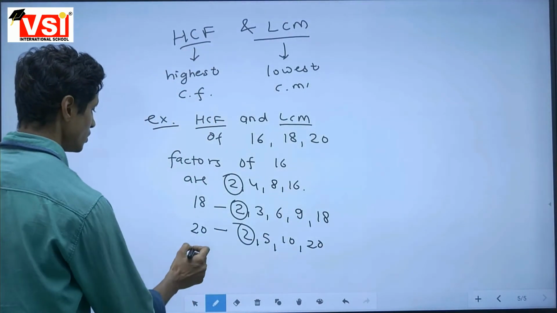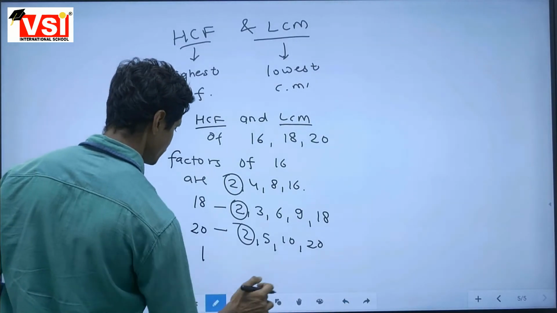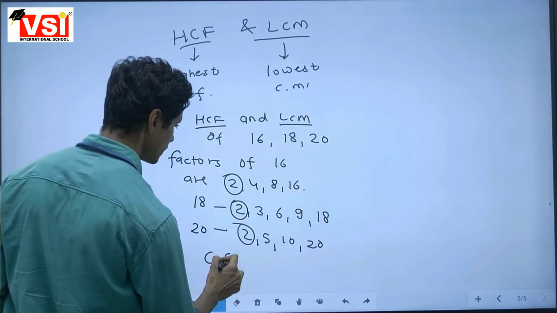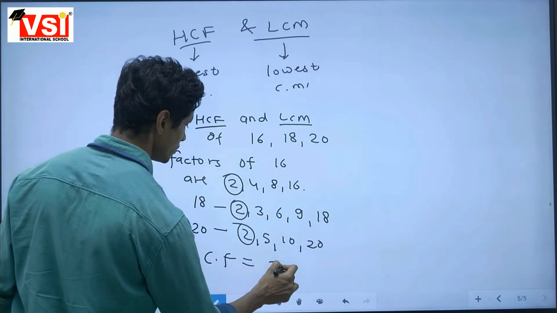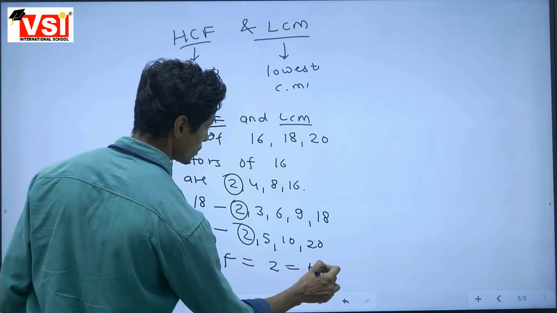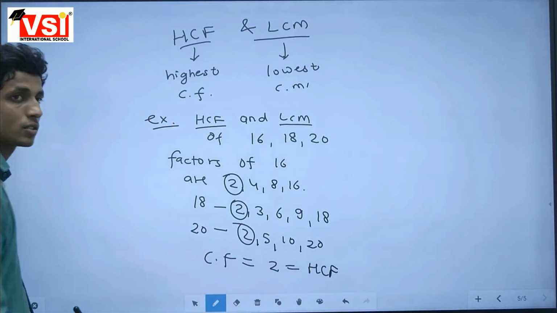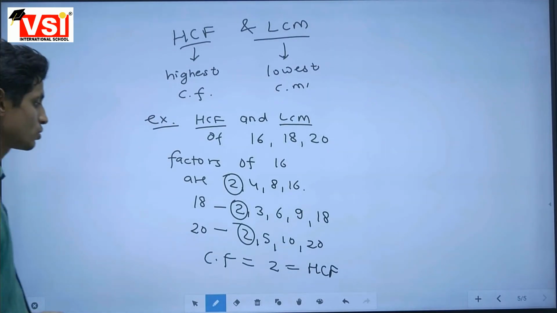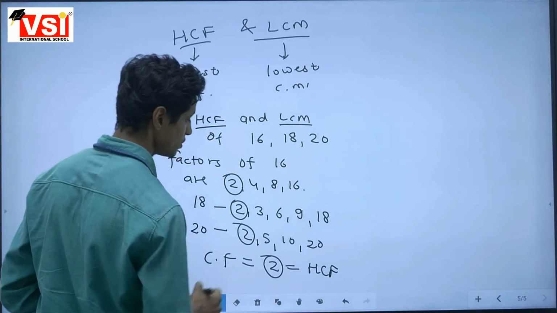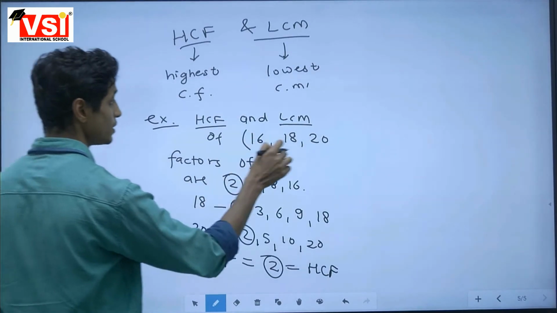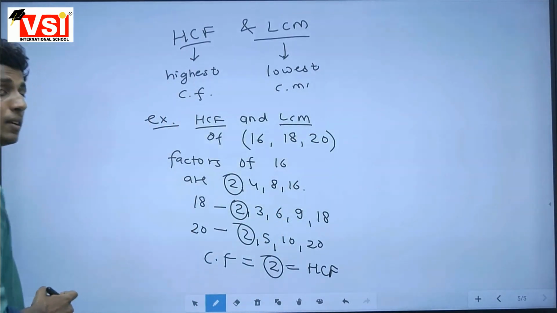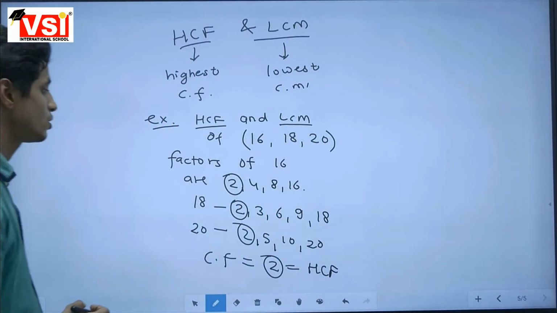2, 2, 2. So if you are getting only one common factor, that will be the HCF. That same number will be the HCF, because you have no choice to pick the highest or reject the lowest. So 2 will be the HCF of this group of numbers. Collectively, 16, 18, 20 have the HCF as 2.